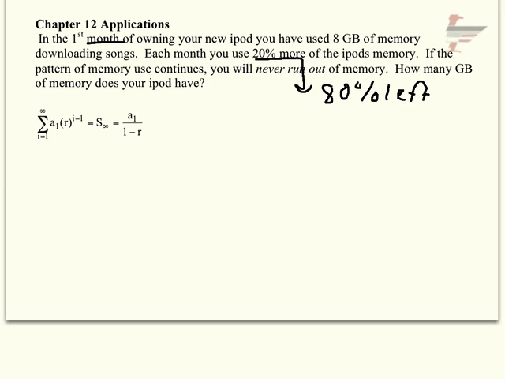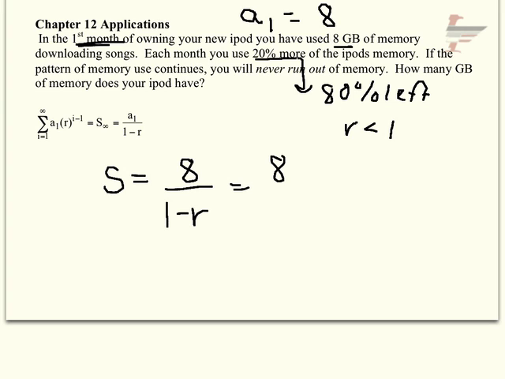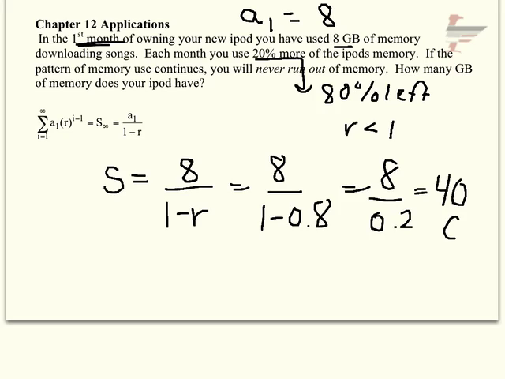And in the first month, you have 8 gigs, so of course a sub 1 equals 8, which is pretty self-explanatory. And then again, technically you could go on forever and ever, but because my ratio is less than 1, I know it's an infinite geometric series. So my first term is that 8 gigabytes, and 1 minus my ratio would be 1 minus 80%, which of course is 20%, and 8 divided by 0.2 is 40 gigabytes.